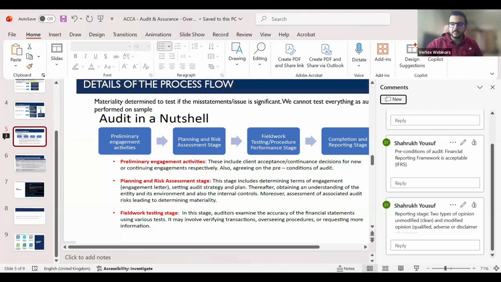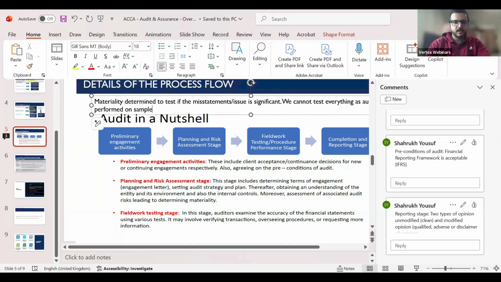Let me type. Performed on samples, as auditors express reasonable assurance, not absolute assurance.